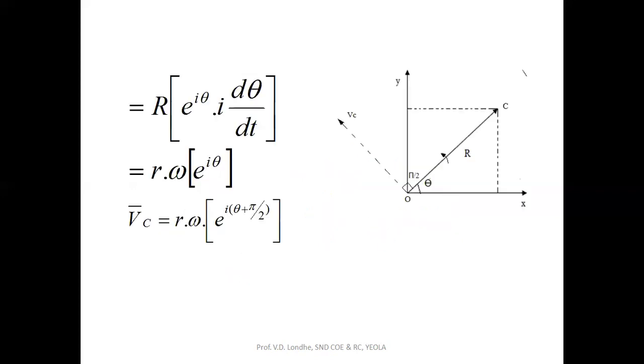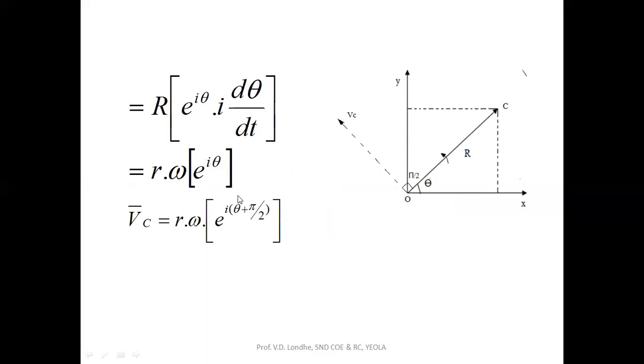The final expression will be r e raised to power i theta into i into d theta by dt. So this i d theta by dt is nothing but the angular velocity. So r, this small r, is nothing but the radius for that link. Okay, this value and e raised to power i theta.